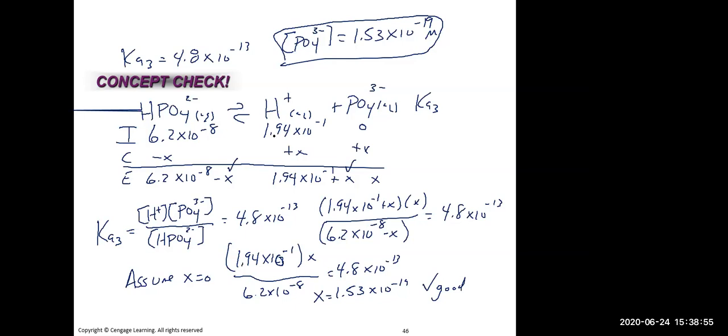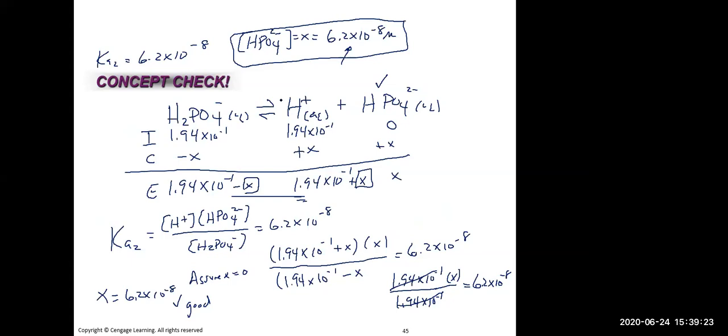So what does this all mean, except for 3 screens of calculations? It means a couple of things. What we see in terms of the H plus concentration, let's just look at that first. When we look at the H plus concentration at equilibrium after the third step, it had a value basically of 1.94 times 10 to the minus 1 molar. If we back up one step and look at the H plus concentration at equilibrium here, the H plus concentration basically was 1.94 times 10 to the minus 1 molar.